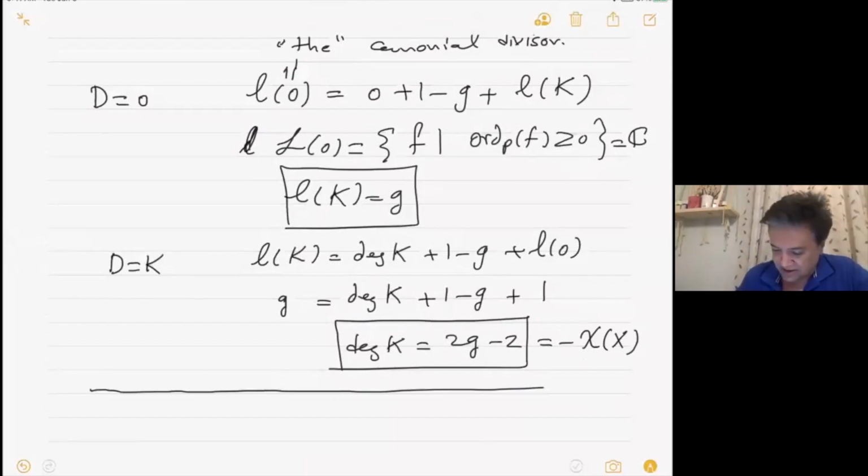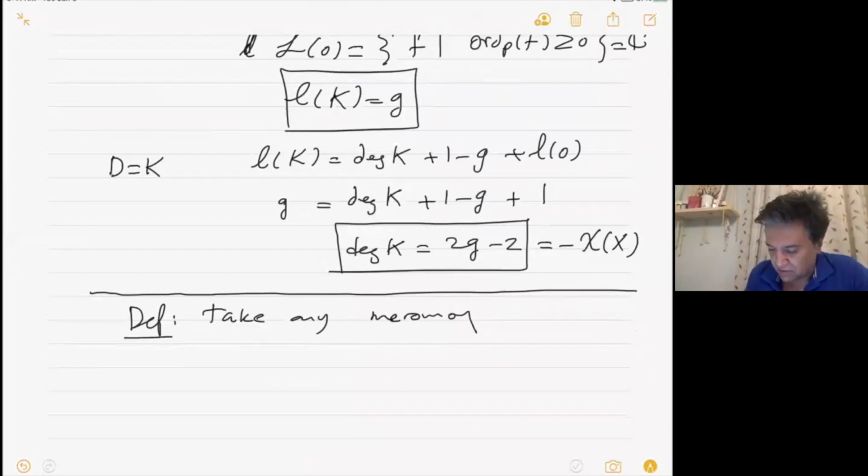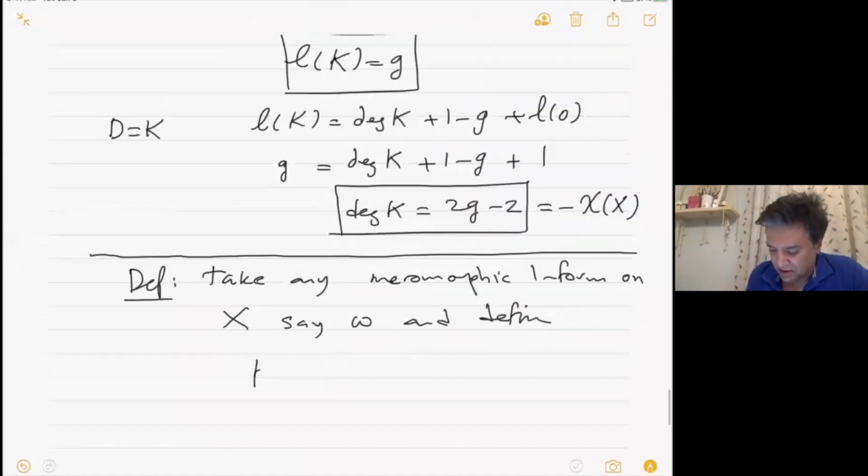The definition is very simple, in fact. Take any meromorphic one form on X, say omega, and define K to be the divisor of this form. This is very similar to the way that we find the divisor of a function. It's ord P of omega.